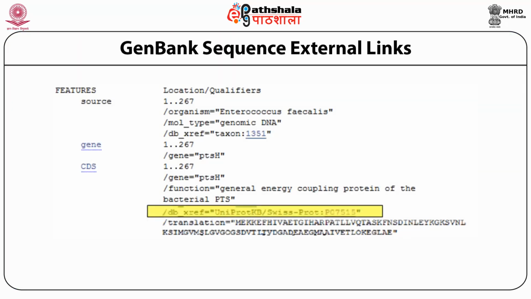Let us return to the GenBank sequence format for using external links. One can reach any of the external links listed on this page. In the present example, the external link to UniProtKB is highlighted in yellow. This is the link for the protein in the SwissProt database. Just click on this P07515 external link to reach the UniProtKB sequence record.